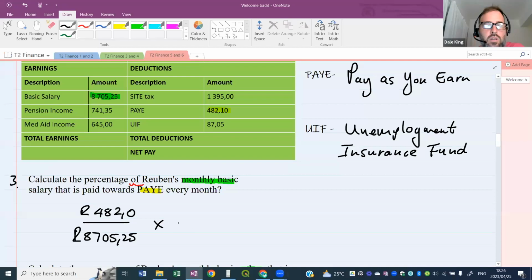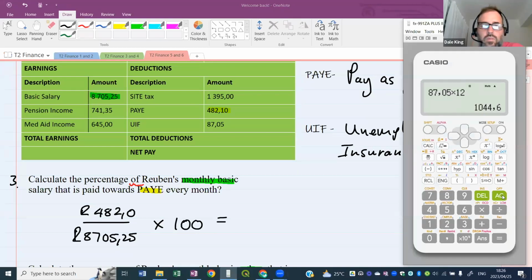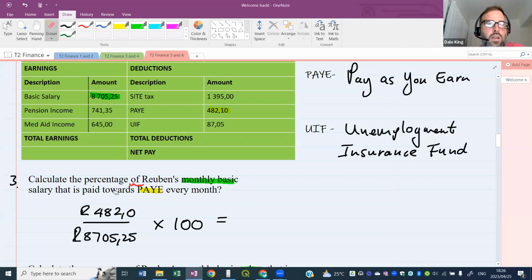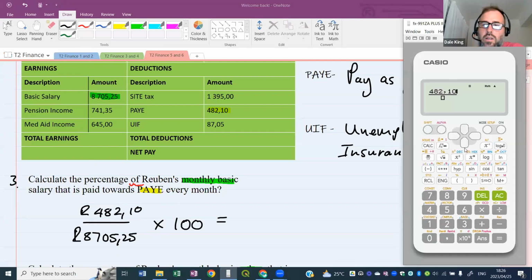Okay, and we want a percentage, so we're going to multiply by 100. So 482, and I've written it down wrong there. Let me quickly correct that. It should be 482 10, and underneath we have 8705 and 25 cents. Times it by 100 to get a percentage. And there we go on the screen.